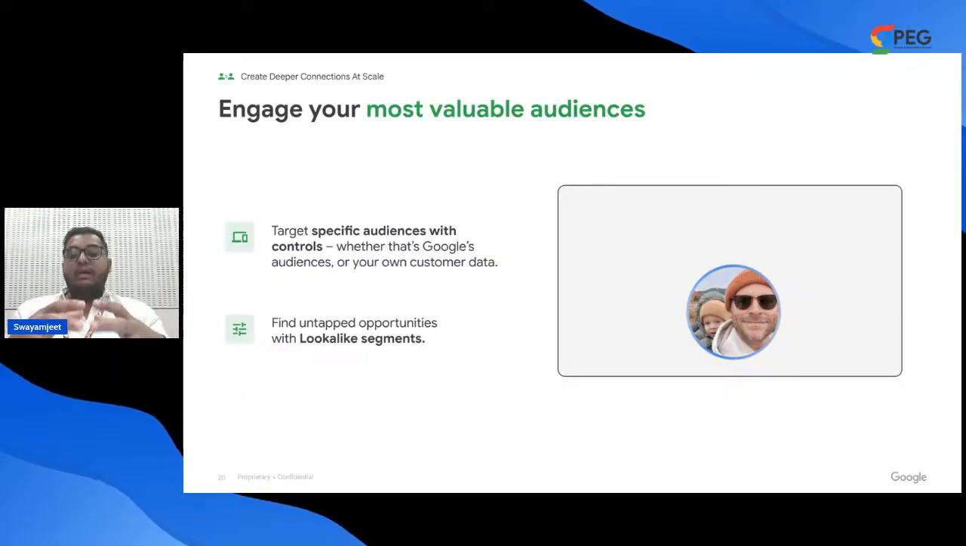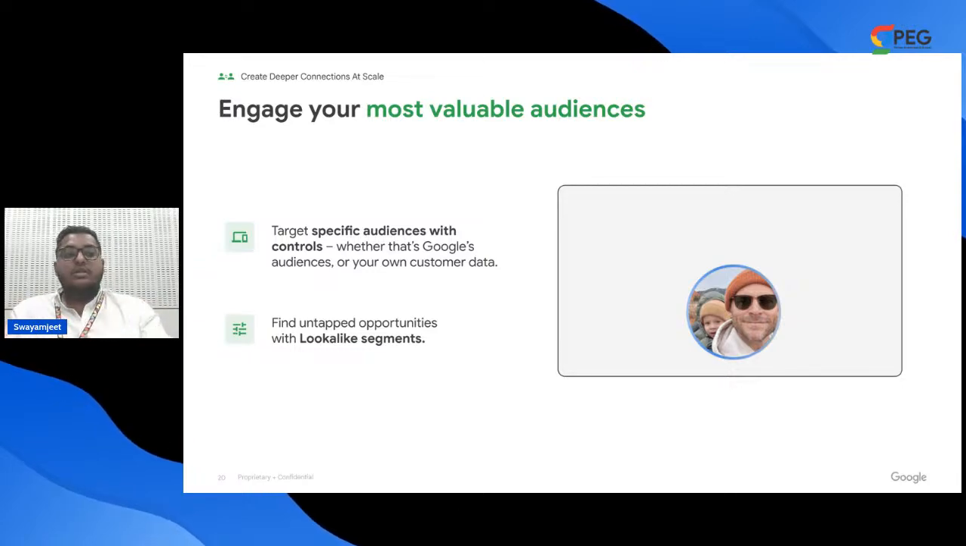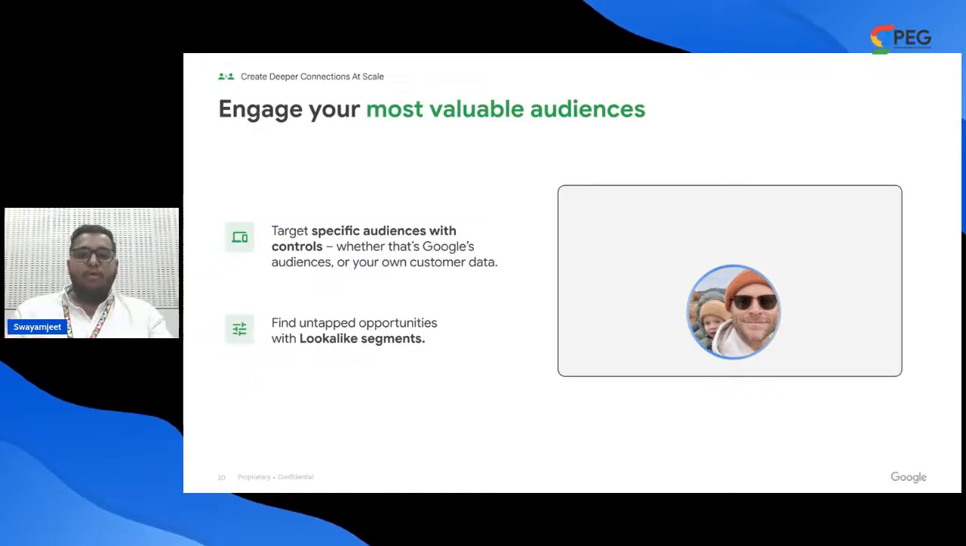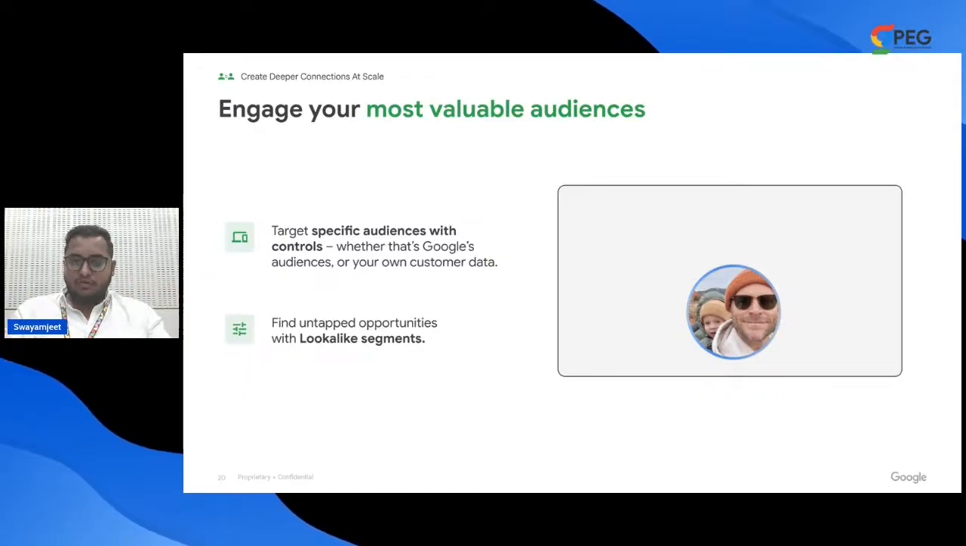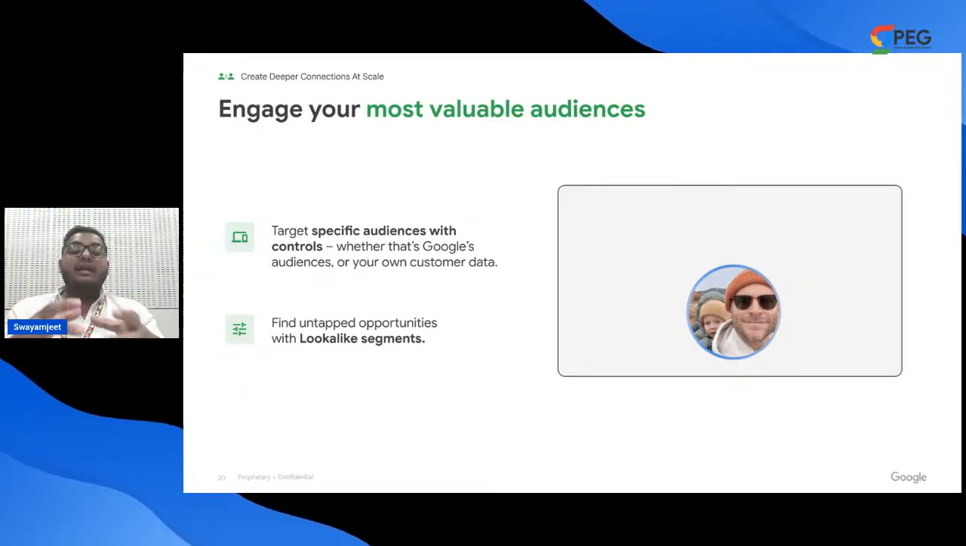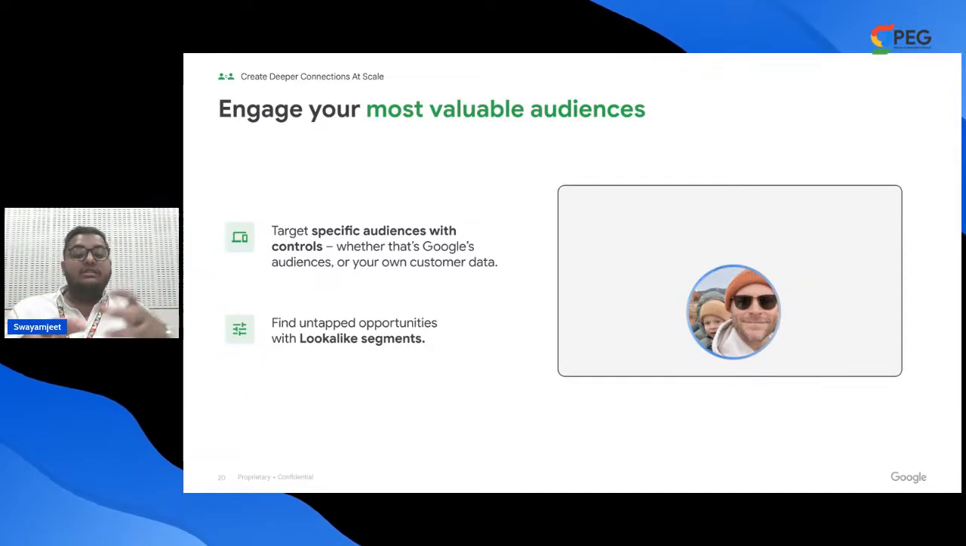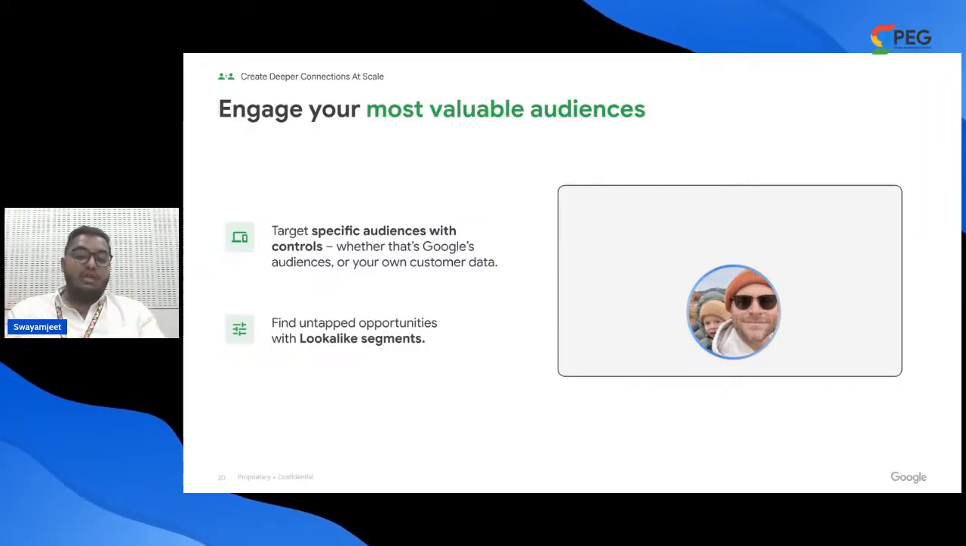For example, imagine you are a clothing retailer. You could target users who have previously purchased summer apparel from your website, or use Google's in-market audiences to reach users effectively researching maybe vacation wear or winter wear. But that's not all. You can also find untapped opportunities with lookalike segments. This allows you to reach new users who share similar characteristics with your existing customers.